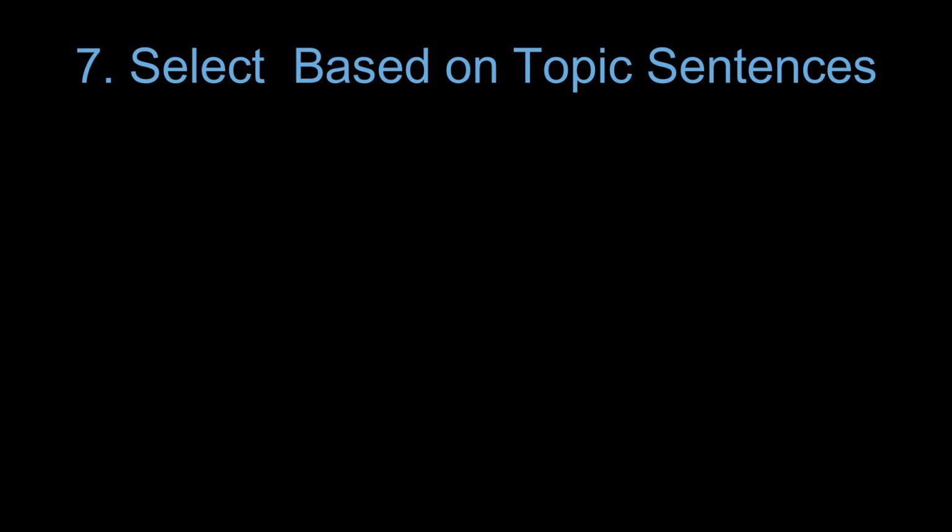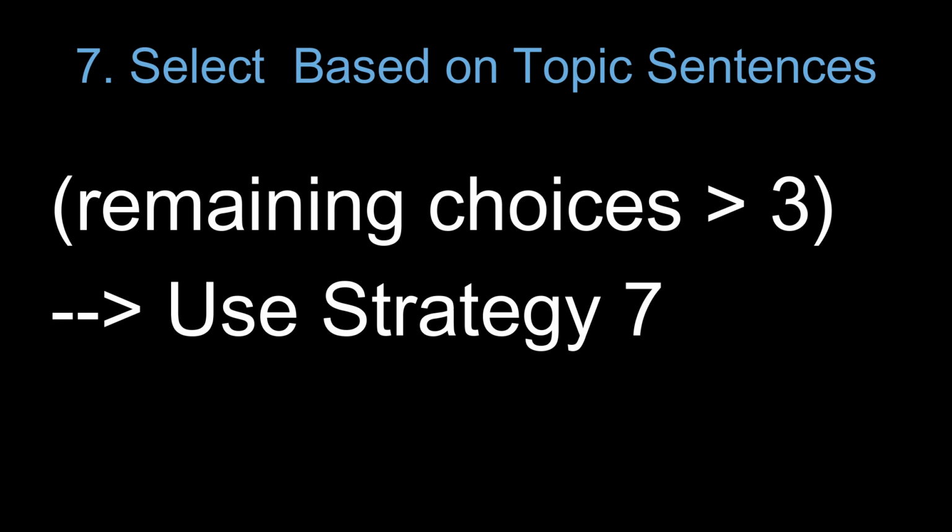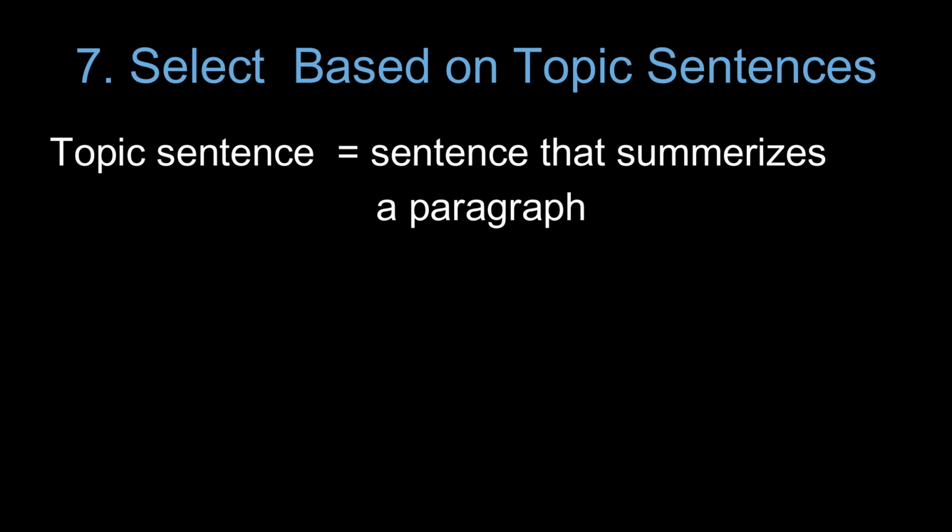7. Select based on topic sentences. When you use the strategies, you should be able to eliminate a few options and sometimes all three incorrect options. If you can eliminate only one or two, now you need to use this strategy. Choose the ones that are the topic sentences of the passage. Topic sentences are the summary sentences of paragraphs. Since TOEFL passages often have 5 to 6 paragraphs, summaries typically cover a few paragraphs.